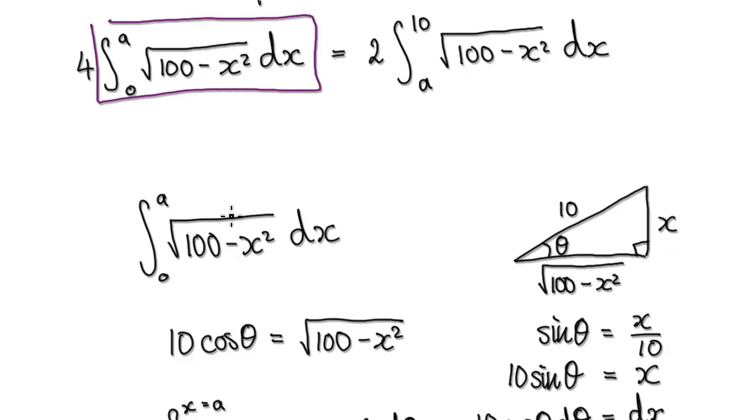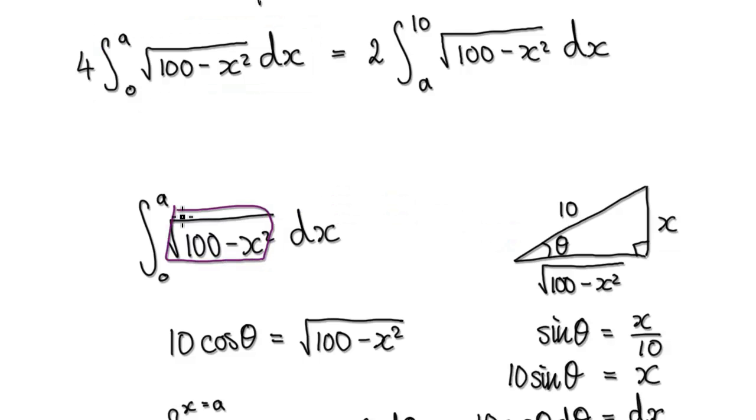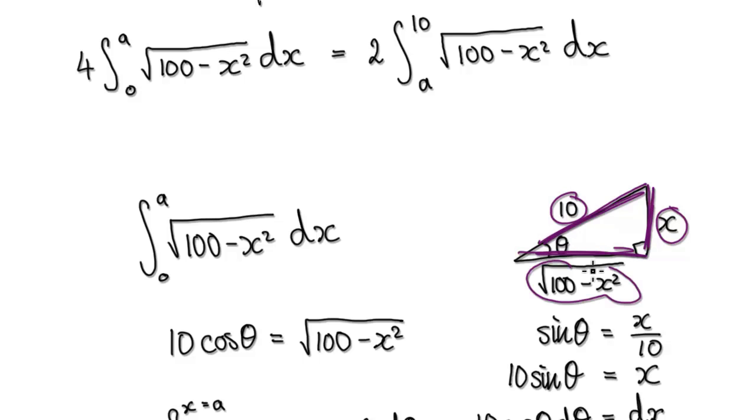So to integrate this, create a triangle in such a way that this thing here will be true. So if you make the opposite to be x and the hypotenuse to be 10, then the adjacent will have no choice but to be this thing here.